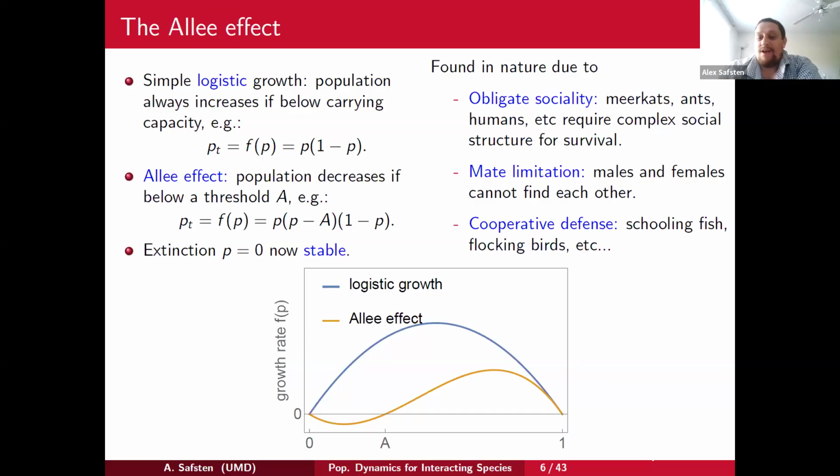One other example would be a population that relies on cooperative defense, like schooling fish and flocking birds, where they really need to live in large groups to survive being hunted by predators. And we're not going to specify in this model what the mechanism of the LE effect is, just that there is one. The model looks like this.